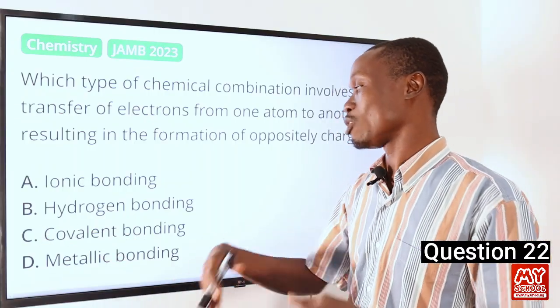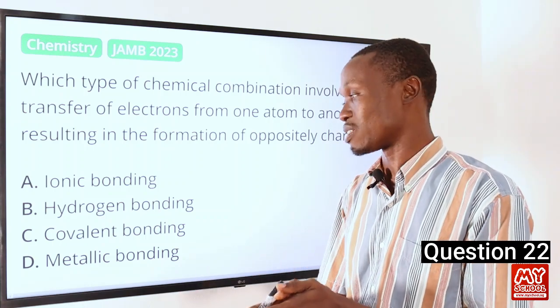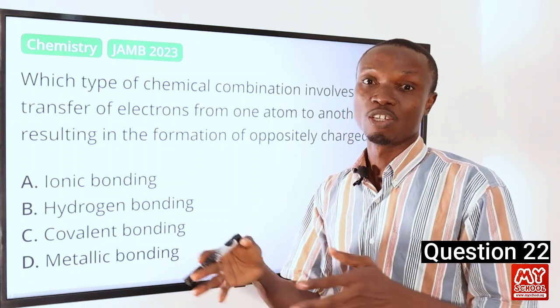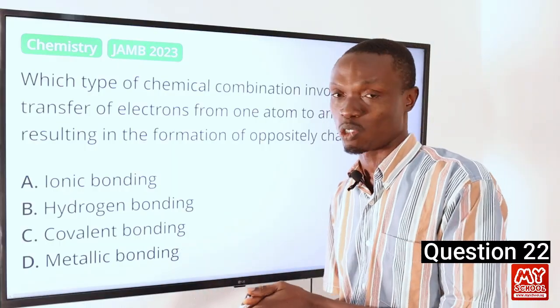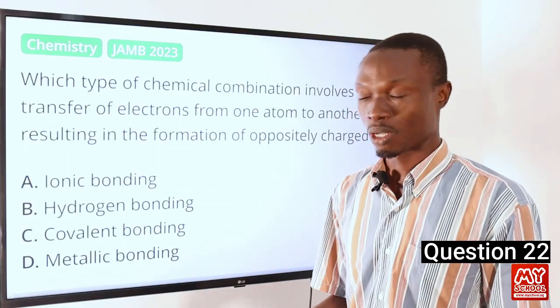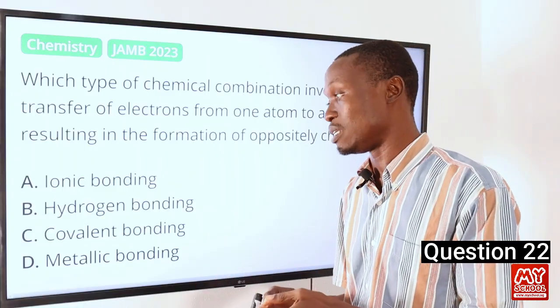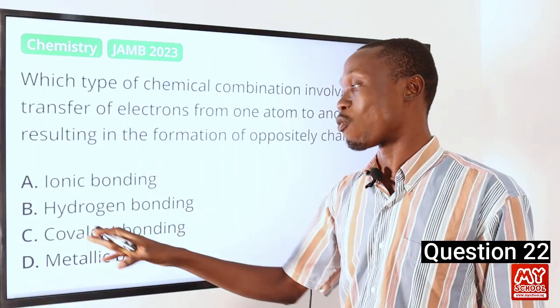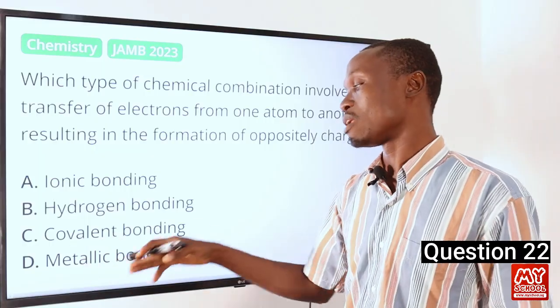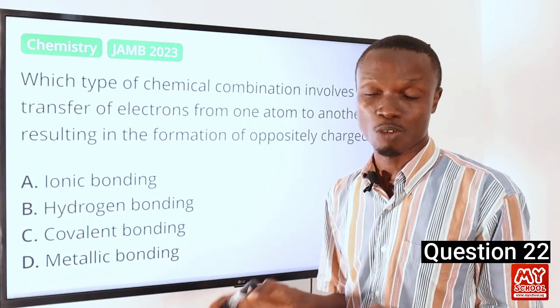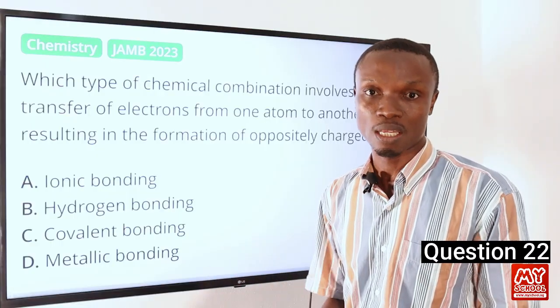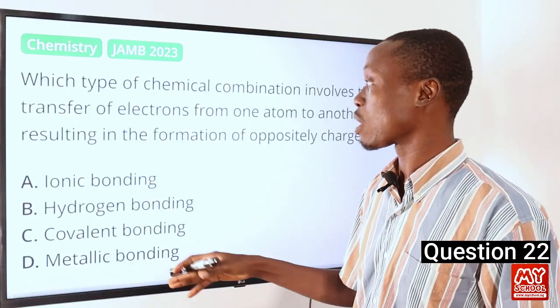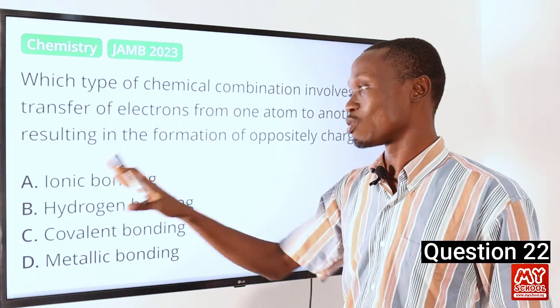Then option C, covalent bonding. Covalent bonding is a type of bonding that involves sharing of electron pairs, and it usually occurs between two non-metals. For example, the type of bond found in methane is a typical example of covalent bonding. While metallic bonding does not result in the formation of a new substance, it is just the type of bond that holds atoms together in a metal. So from all I've said so far, the answer to this question is option A.